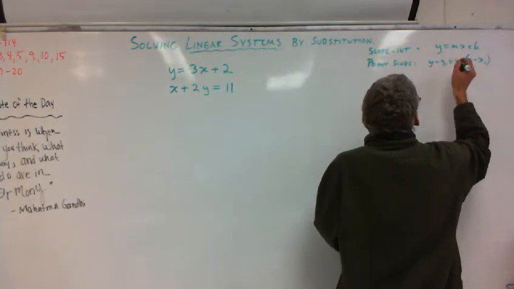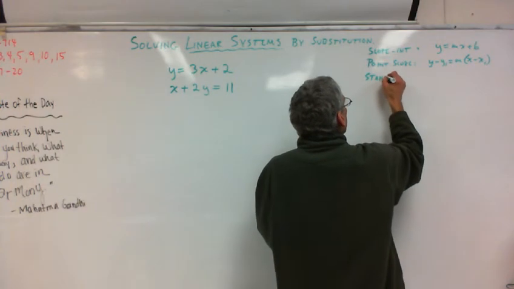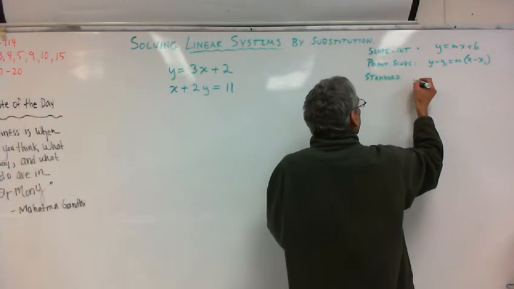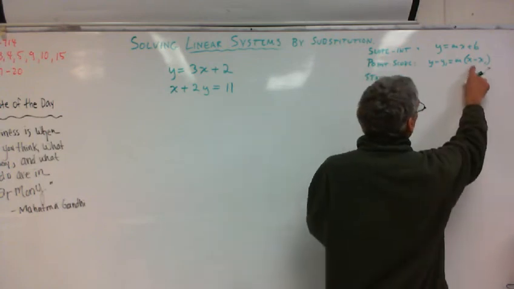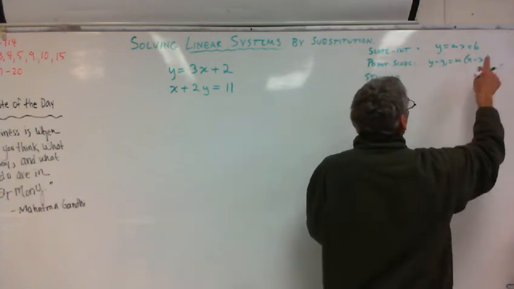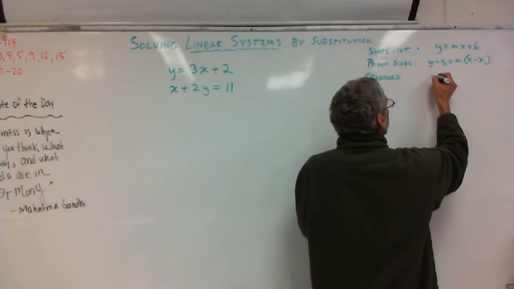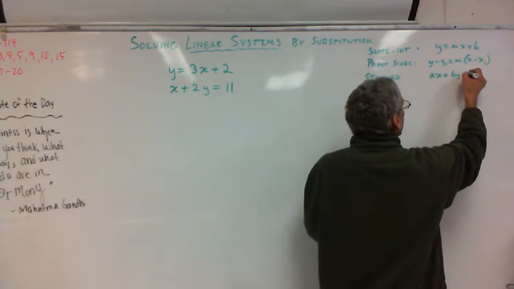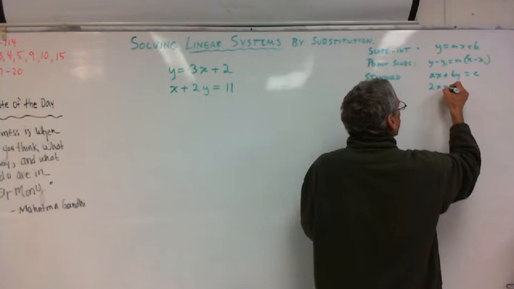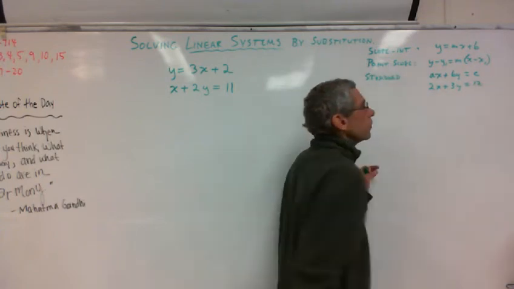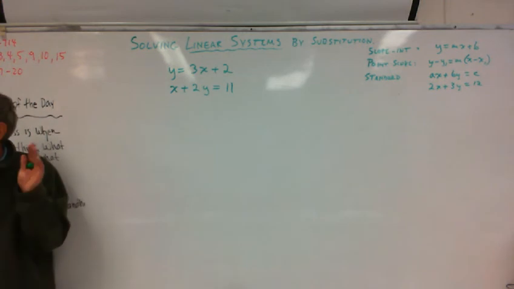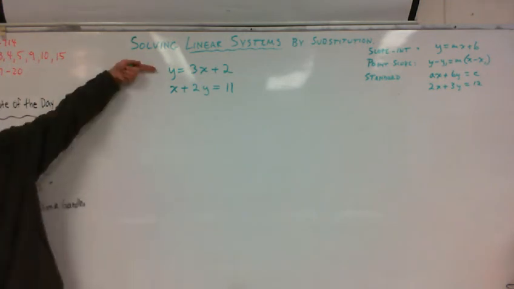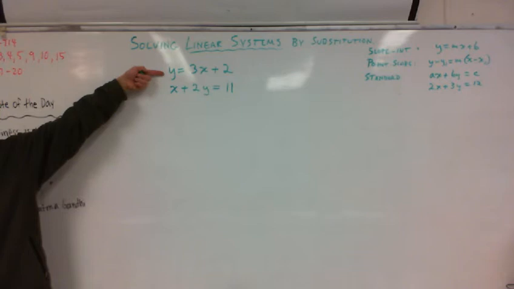And then the last one is standard form, where the x's and y's are on the same side of the equal sign. Notice the y is on the left here, the x is on the right. But the standard form would be ax plus by equals c. An example would be 2x plus 3y equals 12. Given that information, what is the first equation written in? Slope intercept, correct.